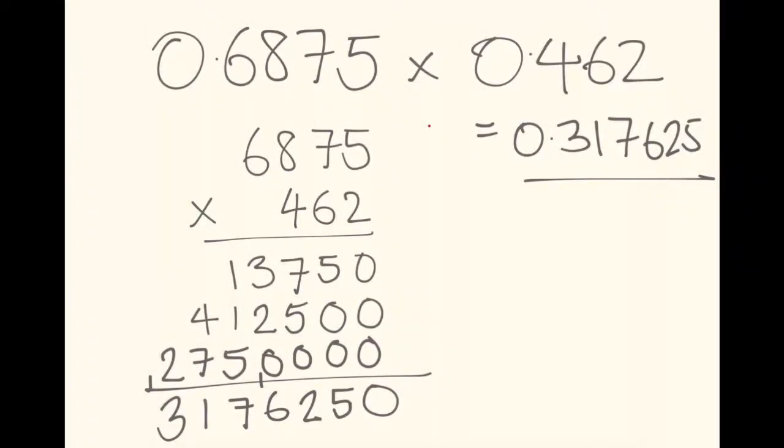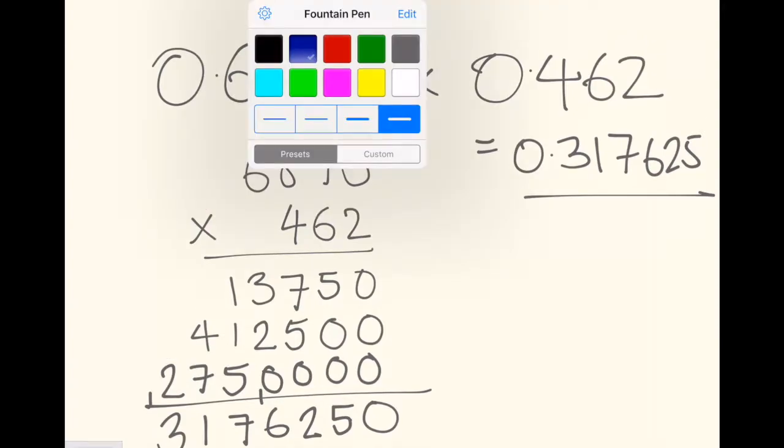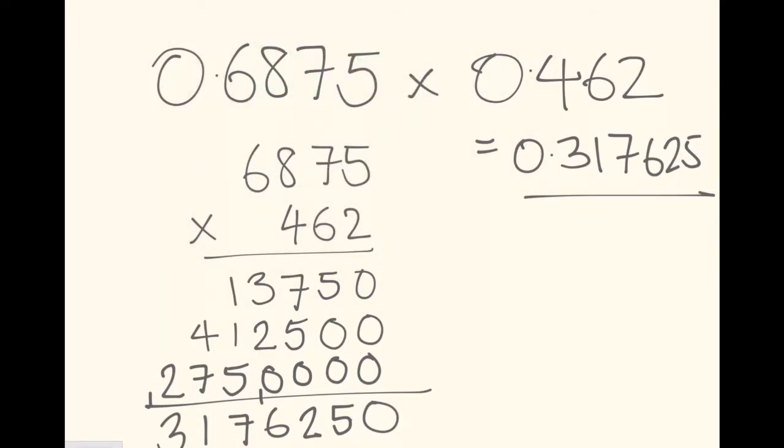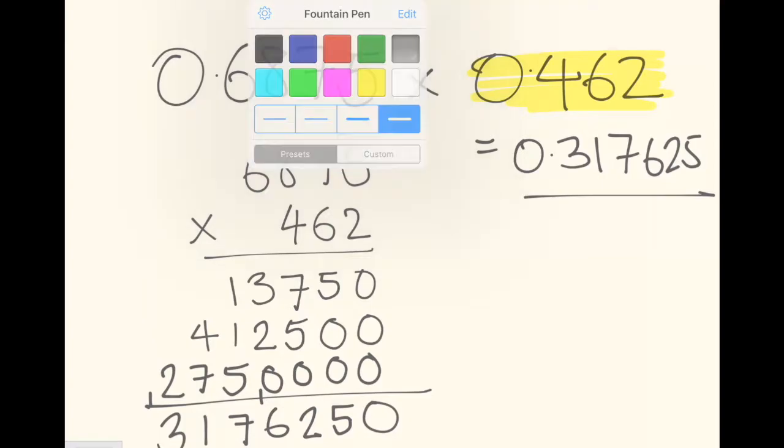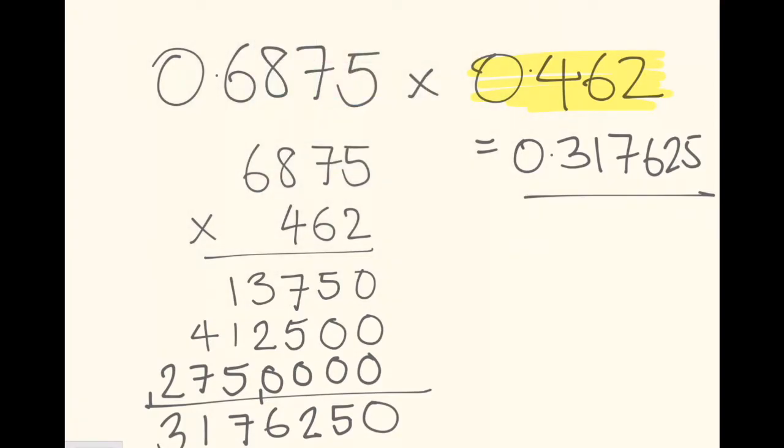Alright, here's my working out for 0.6875 times 0.462. Alright, so I've got this answer, 0.317625. What does that number mean? Let's go back and look at our problem again. So this 0.462, that was on red. 0.462, that was milligrams per minute. And the 0.6875, that was milliliters per milligram, right?